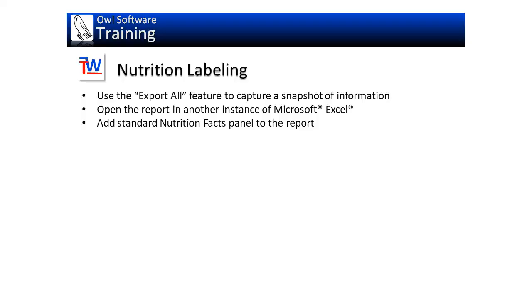In this exercise, we will show you how to export all labeling information for our formula to an Excel file. Next, we will open this report in a separate instance of Excel, so that it will not load on top of TechWizard. We will finish by adding a copy of the standard nutrition facts panel to the report and saving it.